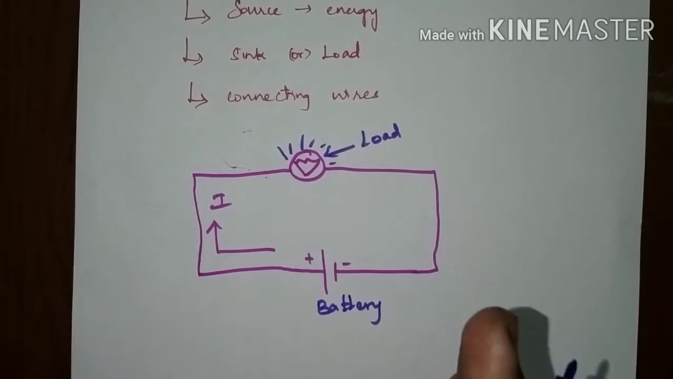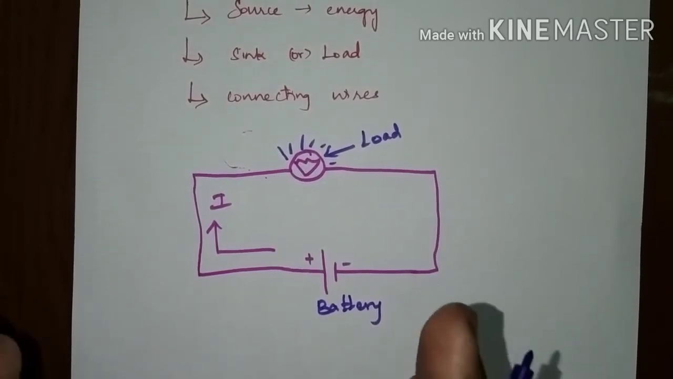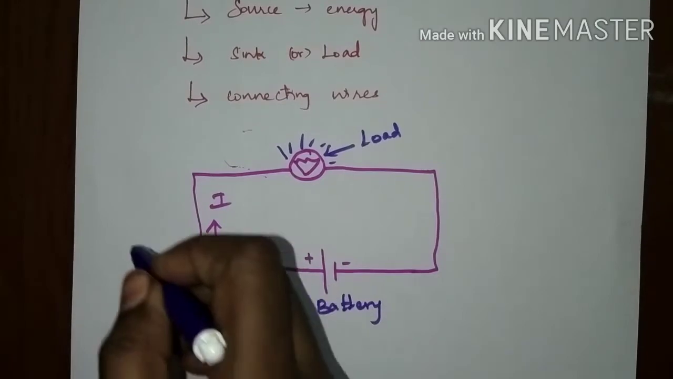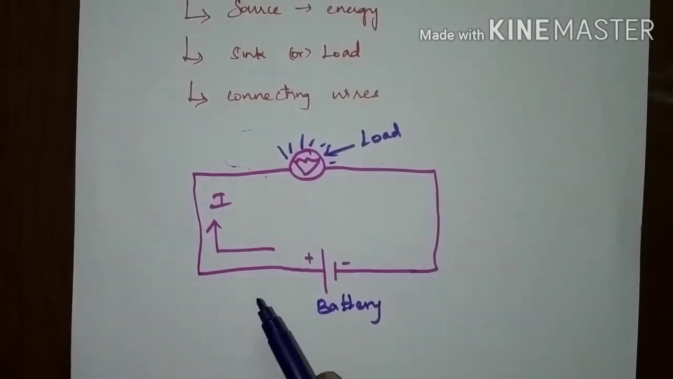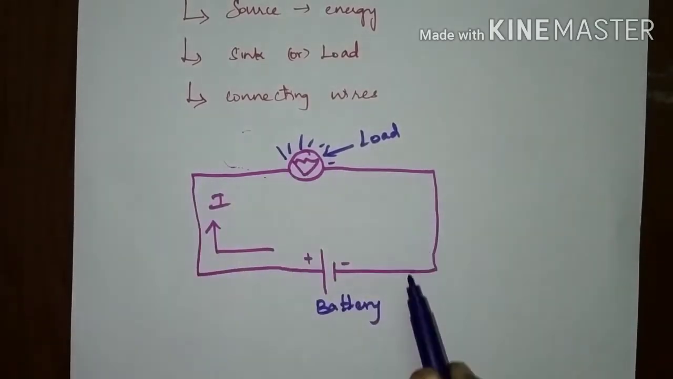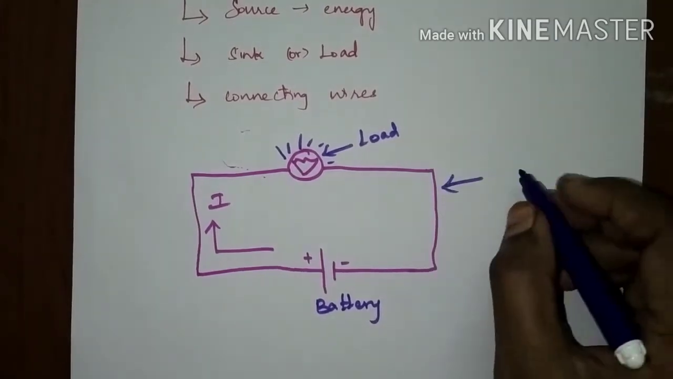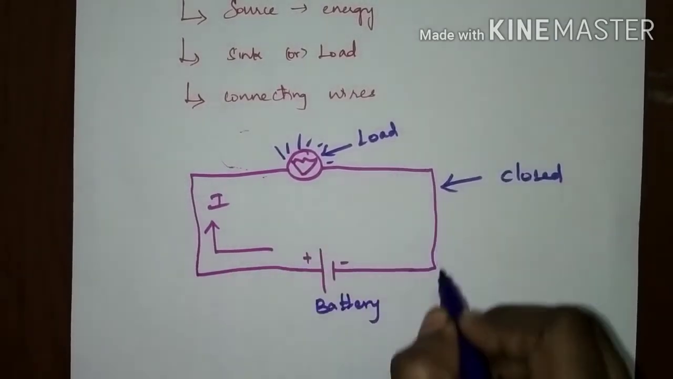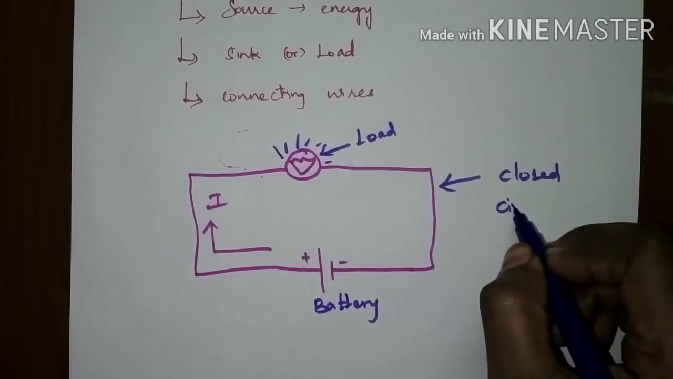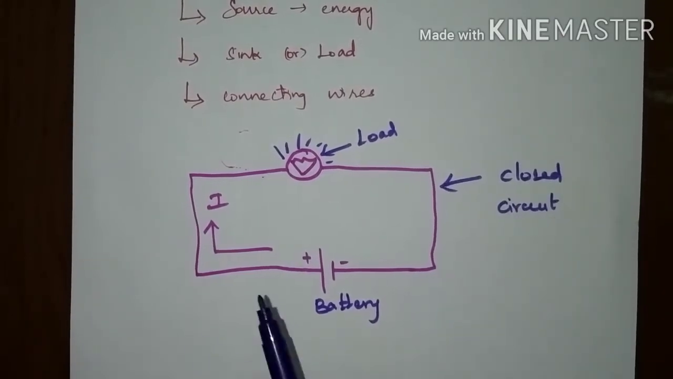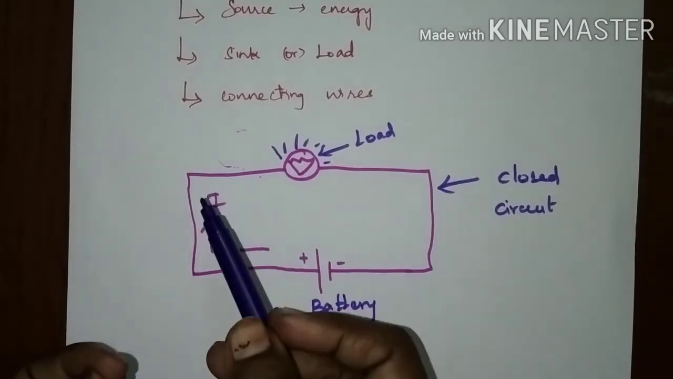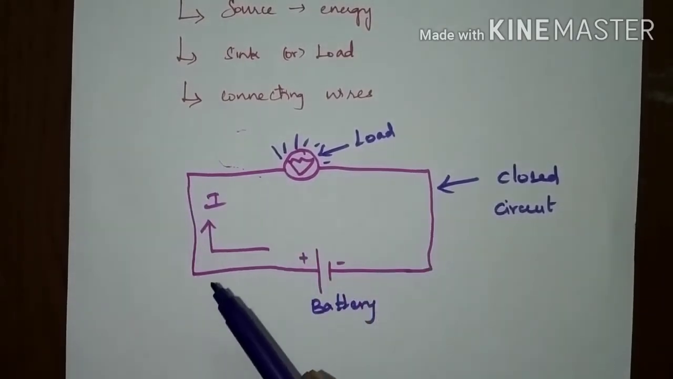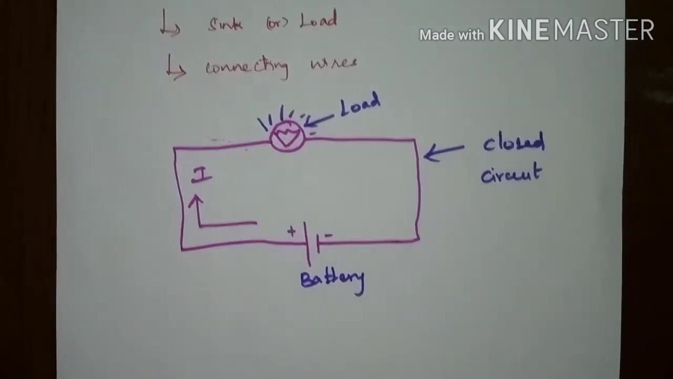This circuit is termed a closed circuit when the current has a complete path to flow. If the current has a complete closed path, then the circuit is termed a closed circuit. If there is any opening in the circuit or if the path has been broken, then the current cannot flow in the circuit, so that circuit is termed an open circuit.